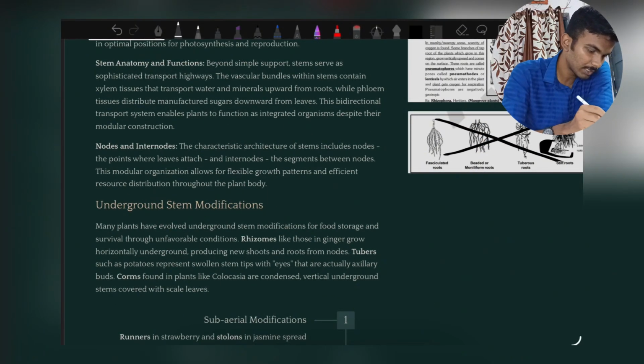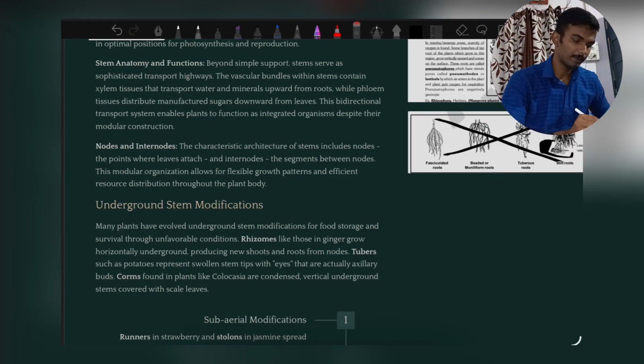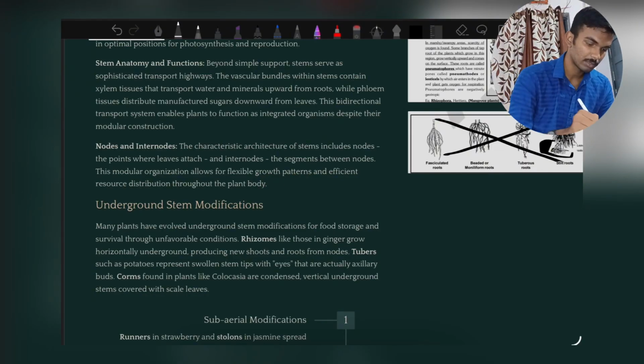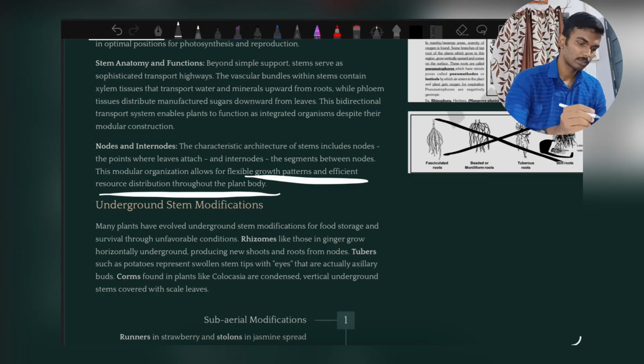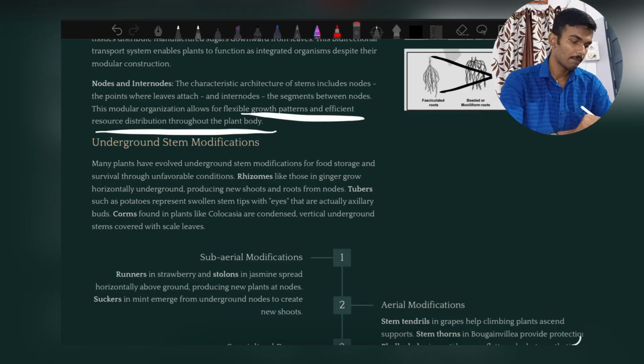Nodes and internodes. The characteristic architecture of stem includes node and internode. Internodes allow for flexible growth pattern and efficient resource mobilization. Underground stem modification. Many plants have evolved underground stem modifications for food storage and survival through unfavorable conditions.